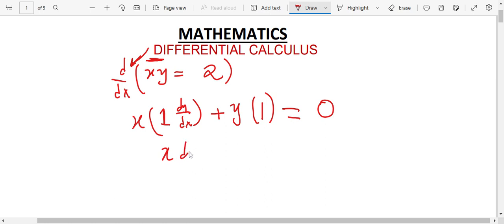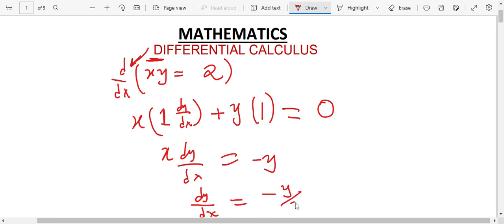So this is going to be x dy over dx is equal to negative y, I'll take it to the other side and it becomes negative y. So it remains with dy over dx, divide both sides by x to get negative y over x. So that will be the derivative.